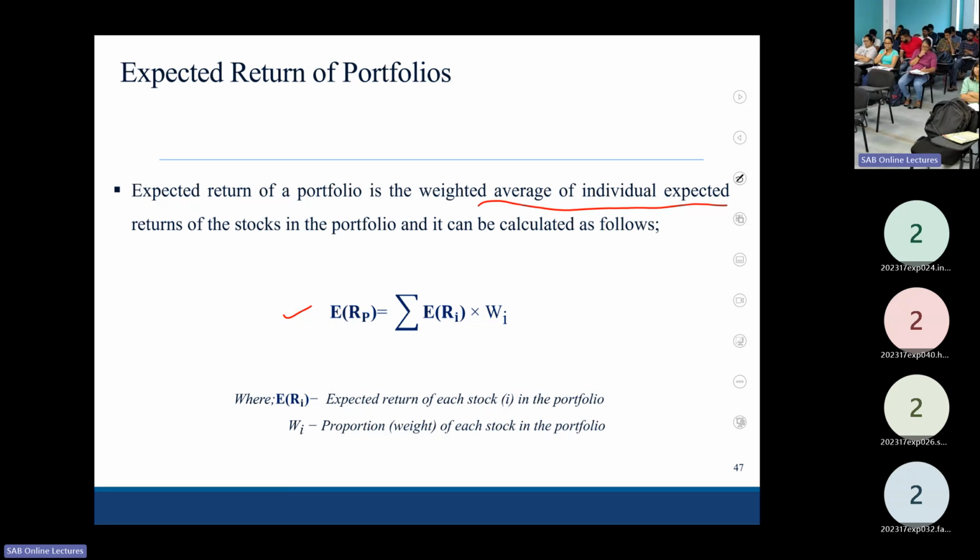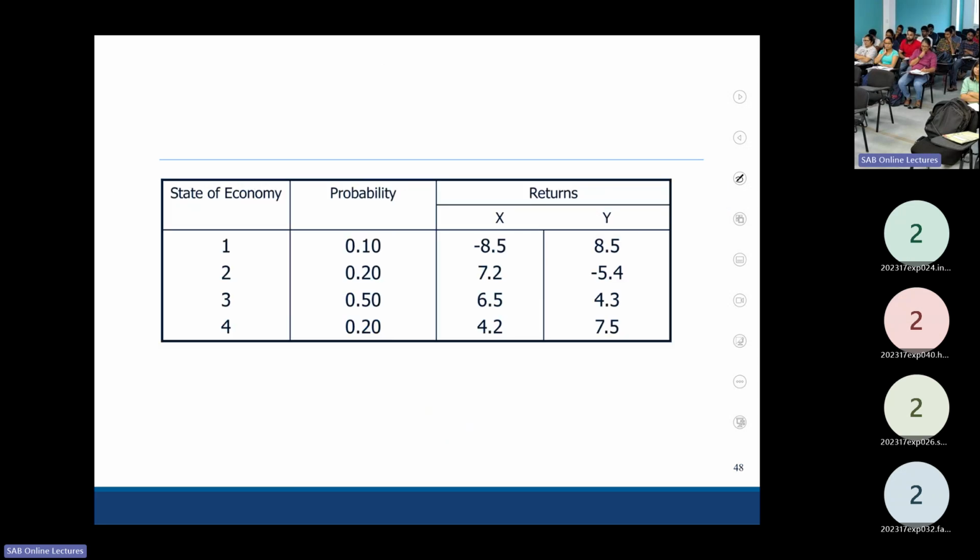Yeah, continue with the same example. I think you can remember this one. X and Y. So we are going to construct the portfolio using X and Y also. So you have calculated the expected return for X and Y. Expected return X 4.68, Y 3.47.